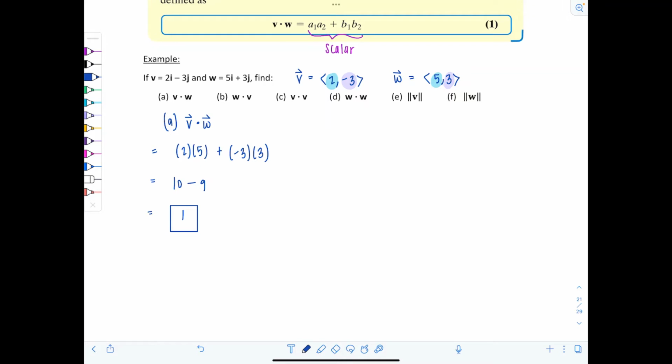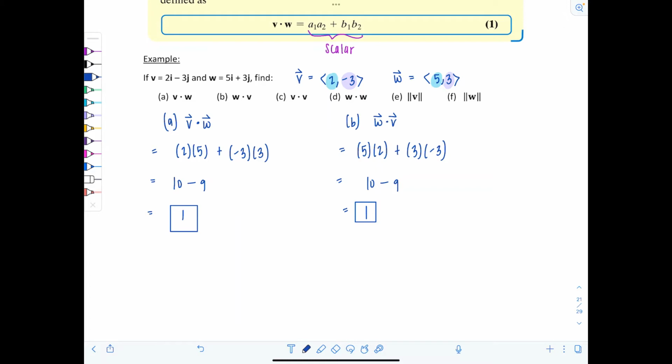All right, in part B, we're asked to find w dotted with v. Do you suspect it will be different? Do you think the dot product is commutative? Well, take your guess, and then we'll see right now. So w dotted with v, so I'm going to take 5 times 2 and add to that 3 times negative 3. And I get 10 plus negative 9, so 10 minus 9, which is 1. So, same result. That means, and you can investigate this further, the dot product is indeed commutative.